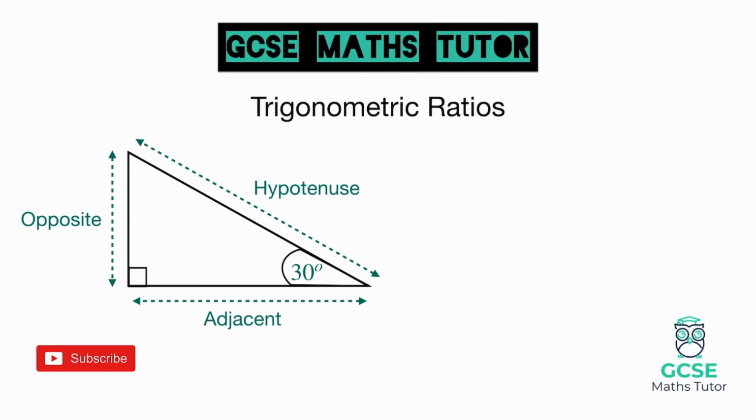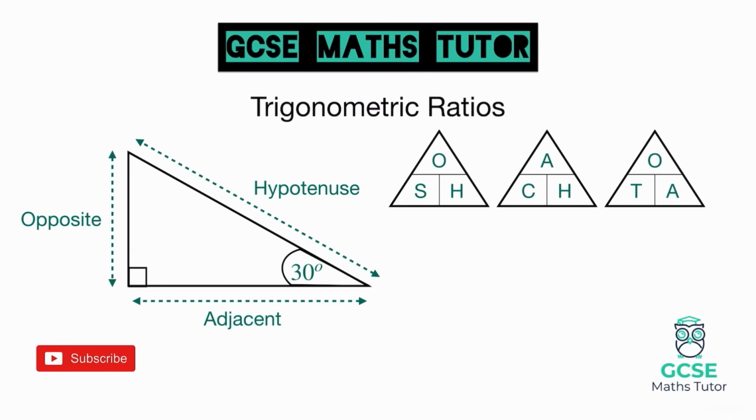Now there are three formula triangles that are very helpful for this, and that is shown on the screen. So we have that sine is equal to opposite over hypotenuse, cos is equal to adjacent over hypotenuse, and tan is equal to opposite over adjacent.